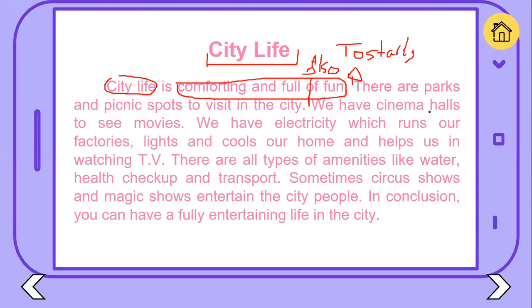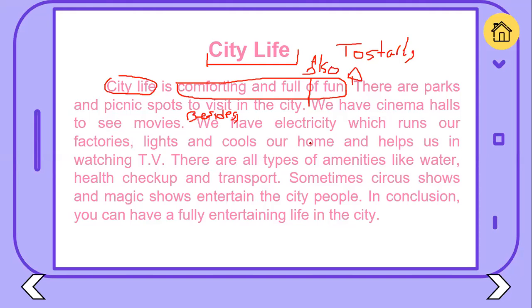we have cinema halls to see movies. Or for example, if you want to say here, besides, you can write here besides, we have electricity which runs our factories, lights and cools our home and helps us in watching TV.